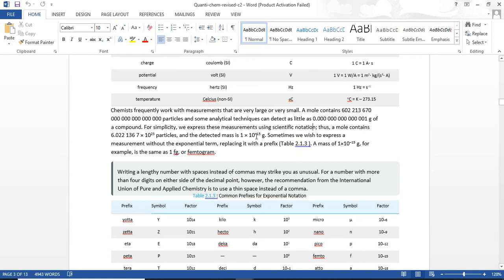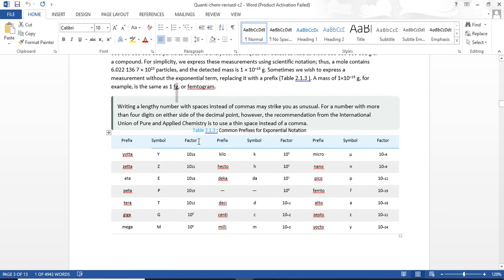Okay, sometimes you wish to express a measurement without the exponential term, replacing it with prefixes. Instead of using your scientific notation, we will be using prefixes. For example, you have 1 fg, or your F. The prefix F stands for femto, and grams is the unit of your measurement. It's 1 femtogram.